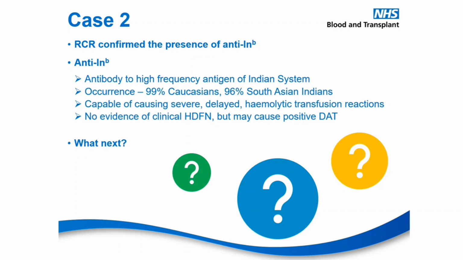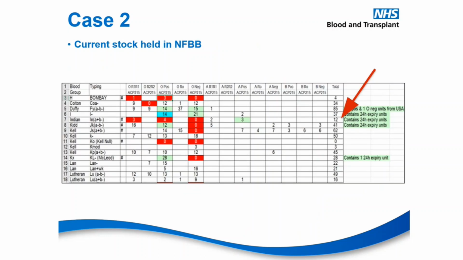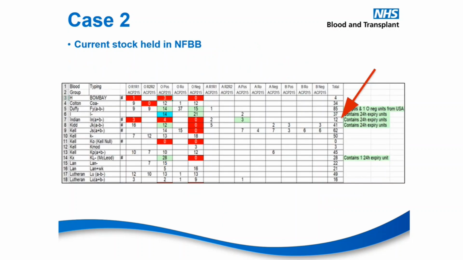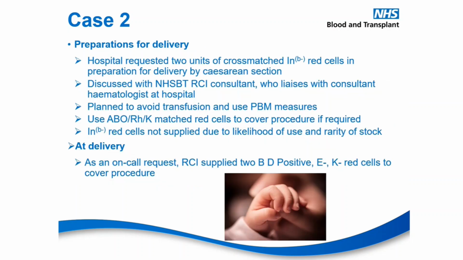So what do we do next in terms of this patient? We need to look at what the current stocks are. Current stocks held in NFBB, our frozen blood bank: we have 12 suitable units. Appreciate this is a fairly busy table, highlighting all the different typings that they've got in NFBB, but that arrow is pointing towards the 12 suitable units for this patient. But logistics would potentially reduce this pool of units further due to shelf life, so there are some that potentially have a 24-hour shelf life for this patient.